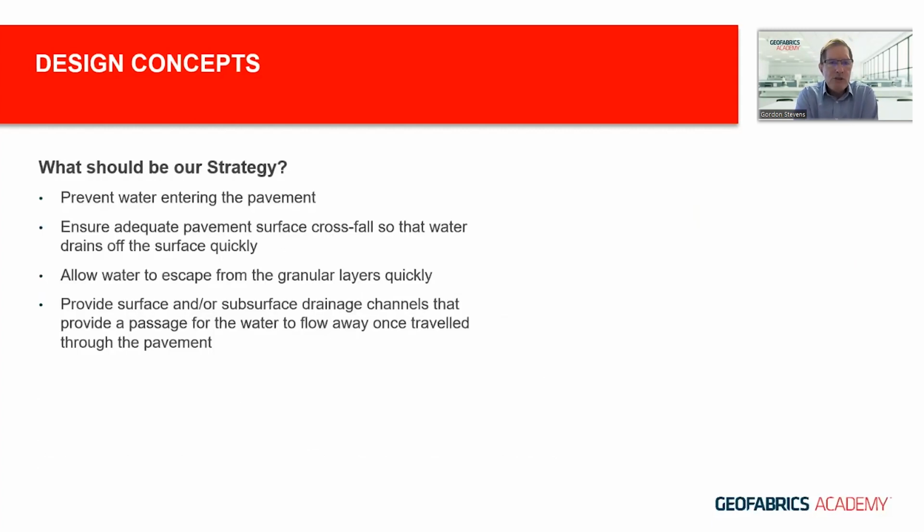So what should our strategy be? Now, clearly, it would be nice if we could prevent any water from entering the pavement. So we should be trying to limit water from entering the pavement from all sources. Ensure there's an adequate pavement crossfall so that any water drains off quickly. The selection of the granular materials is important, so any water entering into the granular layers should be able to move through those layers quickly, and obviously provide surface and subsurface drainage channels to remove that water as quickly as possible out of the pavement.